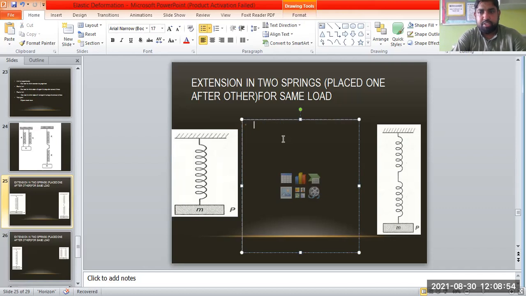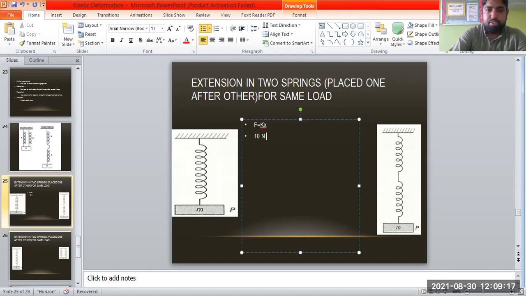Let us also see what effect this has on the spring constant. The equation you have is Hooke's law. So you can see F is equal to kx. For a given force and a given extension, we will consider some dummy values. For example, with a force of 10 newtons, the extension x will be, for example, 3 centimeters.